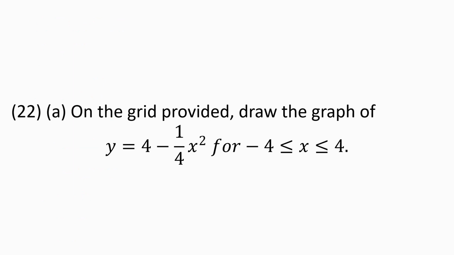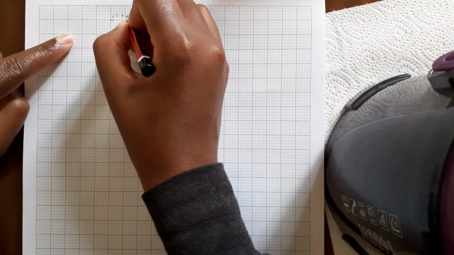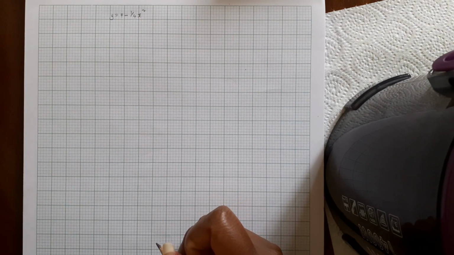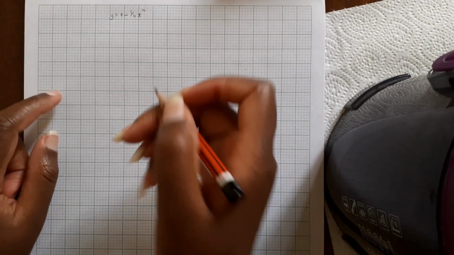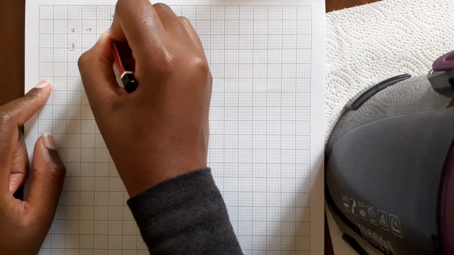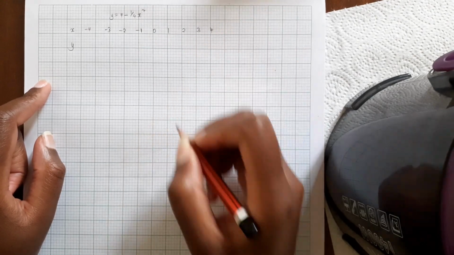Question 22, part A. On the grid provided, draw the graph of y is equal to 4 minus a quarter x squared for x greater than or equal to -4 and x less than or equal to 4. We have been asked to plot a graph of y equals 4 minus a quarter x squared for the range of x between -4 and 4. So the first step, we are going to find the values of y for the given values of x. We have our x and y. We have -4, -3, -2, -1, 0, 1, 2, 3, and 4.